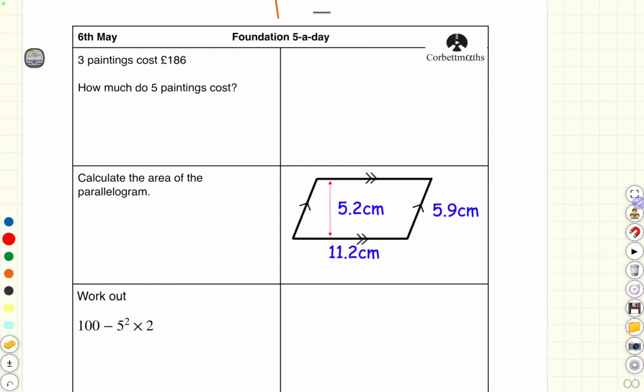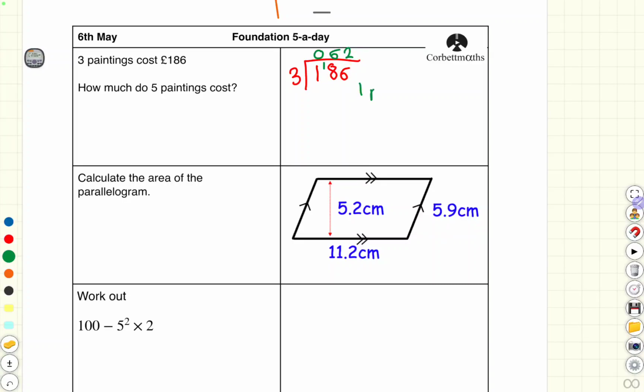So first one, 3 paintings cost £186. How much do 5 cost? So we need to find the cost of 1 first. So we do 186 divided by 3. 3 into 1 does not go. So 3 into 18 goes 6 times, and 3 into 6 goes twice.